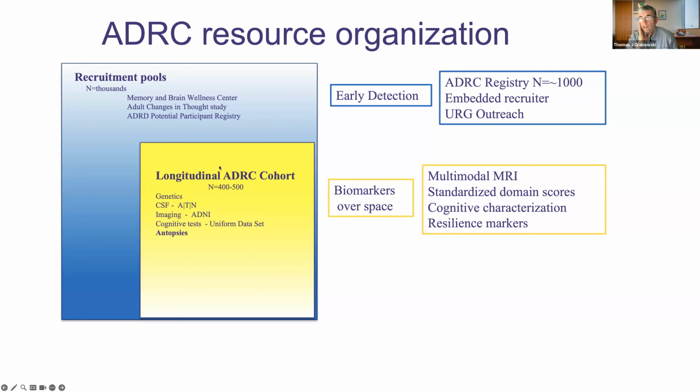And this is really the centerpiece of the clinical research component of an ADRC, the so-called clinical core, and its longitudinal cohort, which numbers 400 or 500 individuals and gets characterized to national standards. So-called uniform data set, ATN biomarker characterization, and standard approaches to brain autopsy eventually.